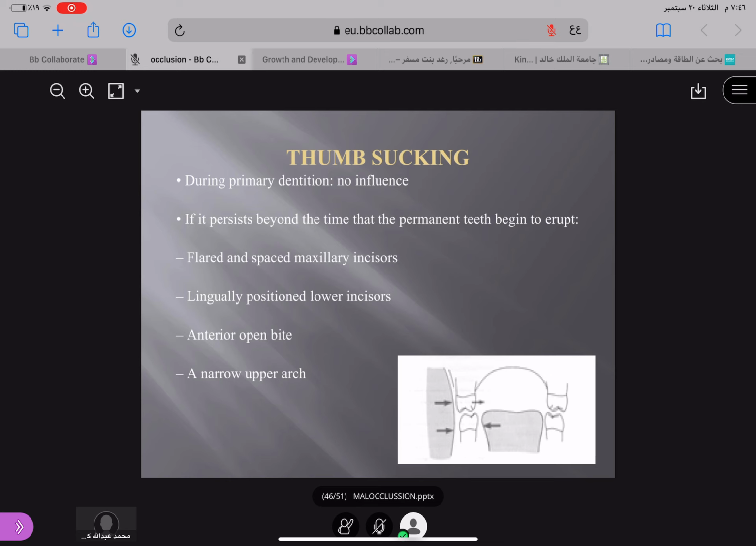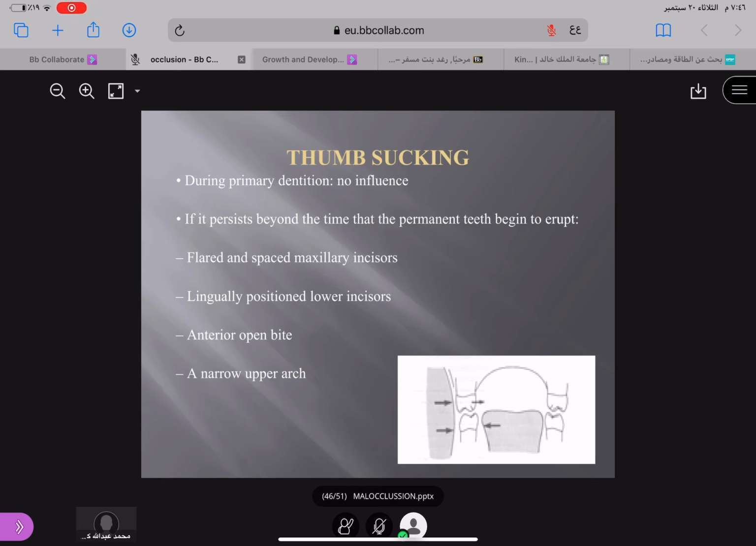So normally the palate is dome shaped. It is formed during development because of the position of the tongue. The dorsum of the tongue rests in between the two palatal shelves, which helps in the development of the palate in an arch, dome form. During thumb sucking, what happens?